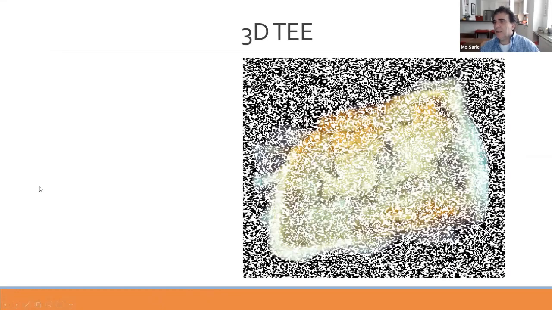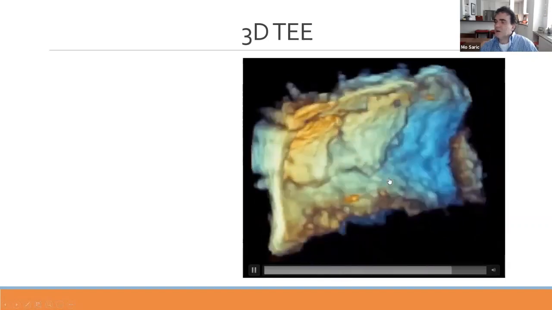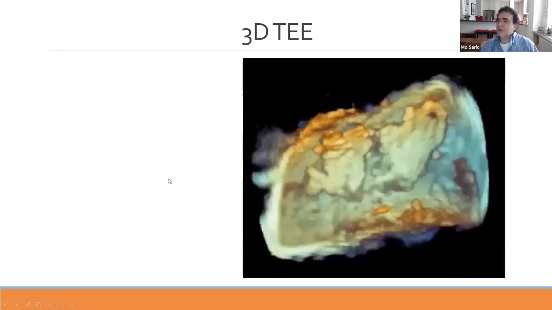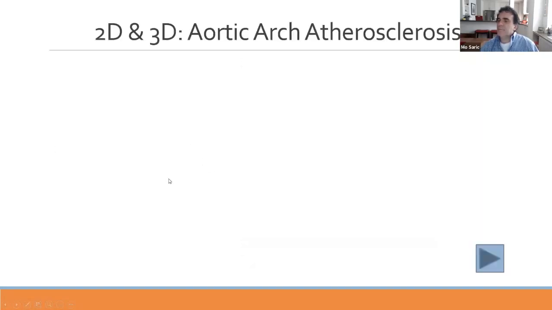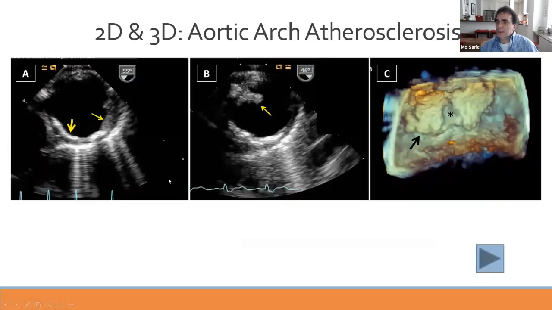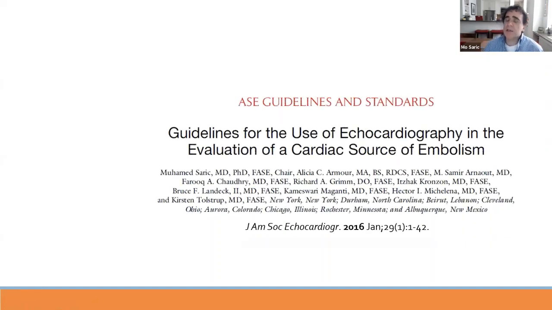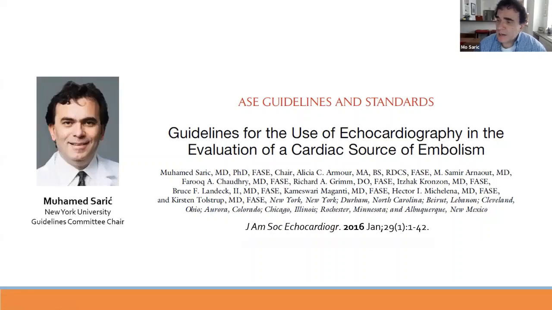And this is the 3D of that patient. You see the aortic arch seen from the back of the patient. There are large atherosclerotic plaques with a large ulcer in between them. Now I can show you in one image both the 2D and 3D: severe sessile plaque, severe mobile plaque, and severe ulcerated plaque. We have discussed this extensively in our guidelines on the use of echocardiography in the evaluation of cardiac sources of emboli, which I happened to chair.